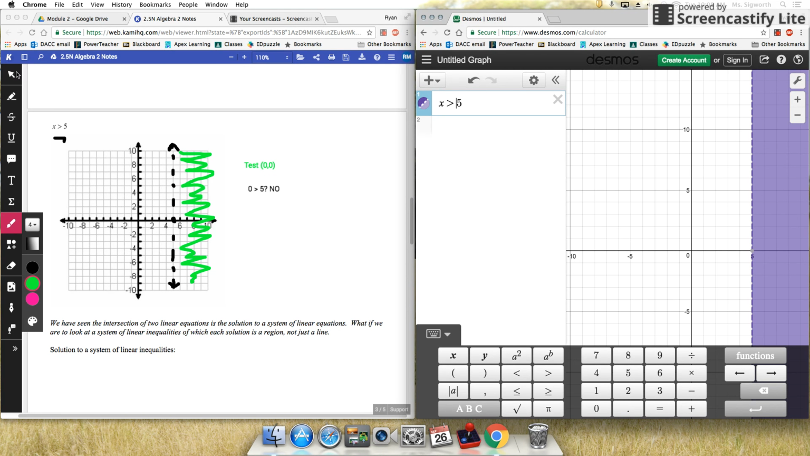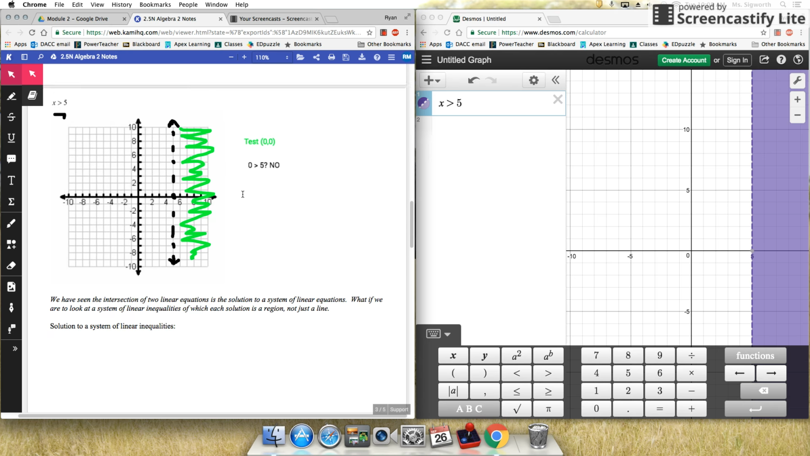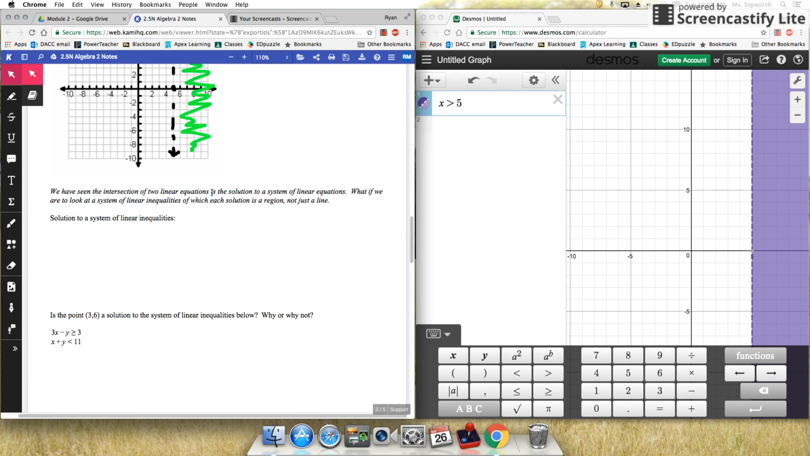So that's graphing one inequality. We know with a system, we need to look at multiple inequalities. So if I think about a solution to a system, the solution lies where the two regions intersect. So the solution to a system lies where the two regions intersect.